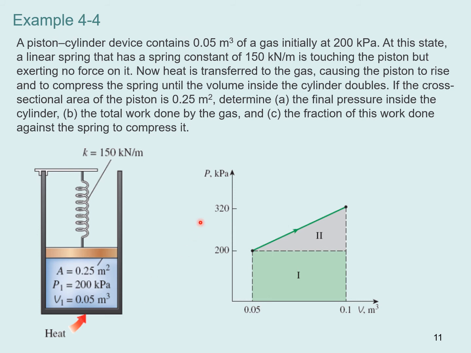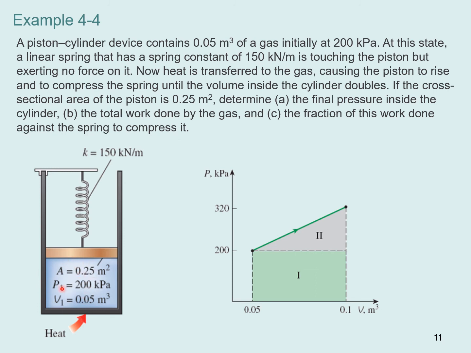Okay, let's take a look at another example. You get some really good problems in this particular chapter, so I really encourage you to look at these. A piston cylinder device contains 0.05 cubic meters of gas initially at 200 kilopascals. At this state, a linear spring has a spring constant of 150 kilonewtons per meter, touching the piston but exerting no force on it. Now heat is transferred to the gas, causing the piston to rise and compress the spring until the volume inside the cylinder doubles. If the cross-sectional area of the piston is 0.5 square meters, determine the final pressure inside the cylinder, the total work done by the gas, and the fraction of the work done against the spring to compress it.